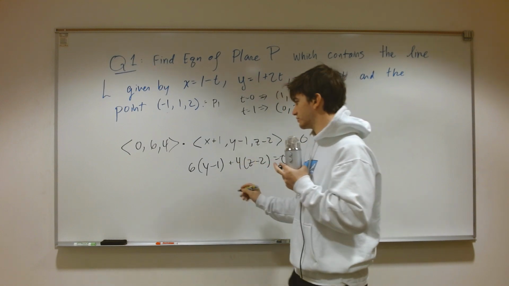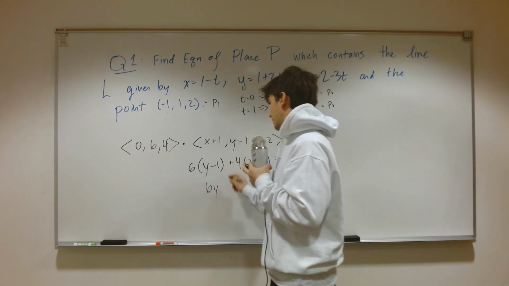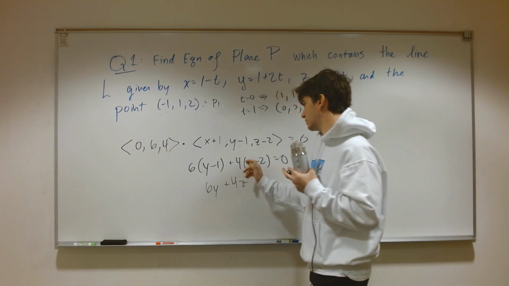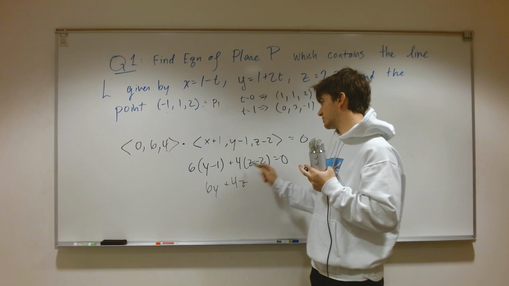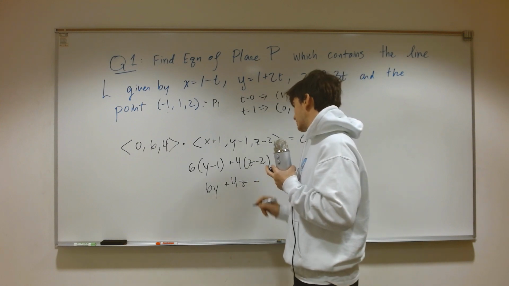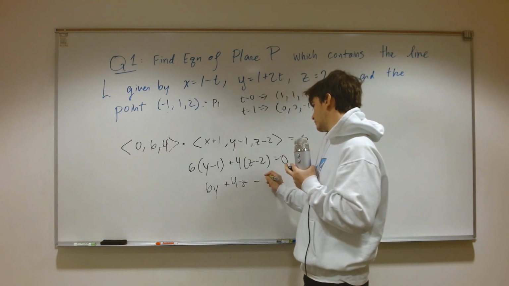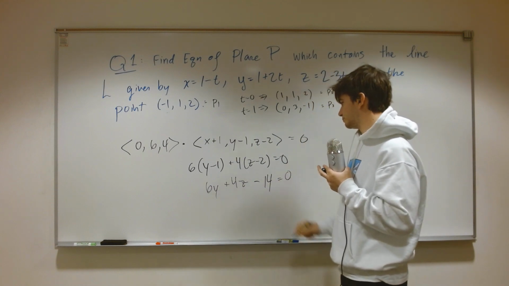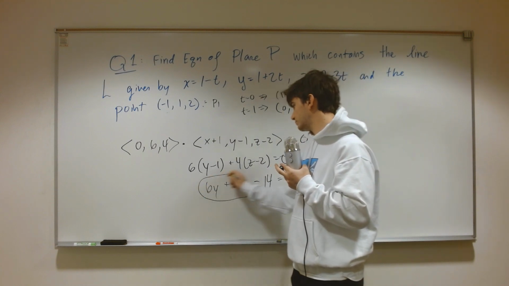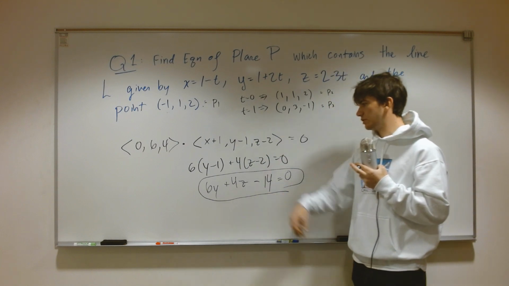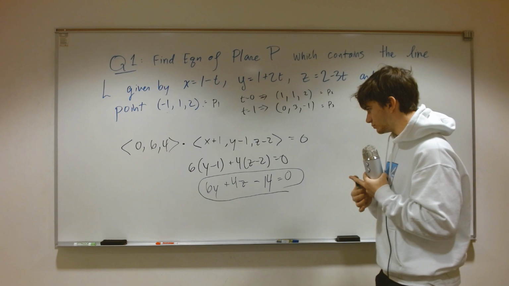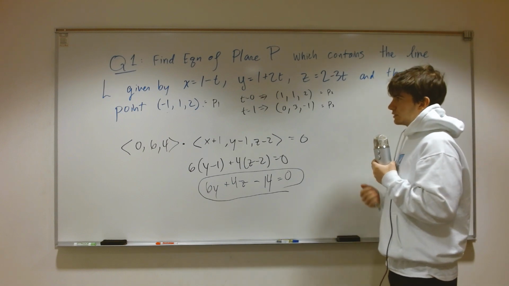And then if you wanted to further simplify, you could get 6y minus 6 plus 4z. And then we have a minus 6 and a minus 8, so we'd have a minus 14 is equal to 0. Okay. That's the equation of my plane. You can divide by 2 if you want. It's unnecessary, but anyways, that's the answer to this problem.